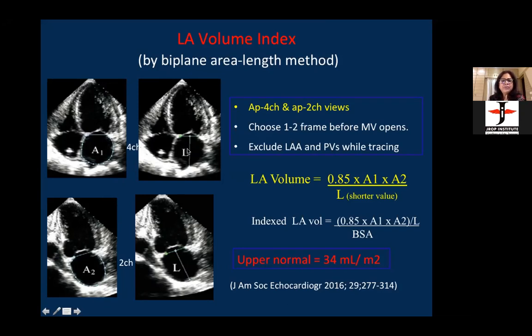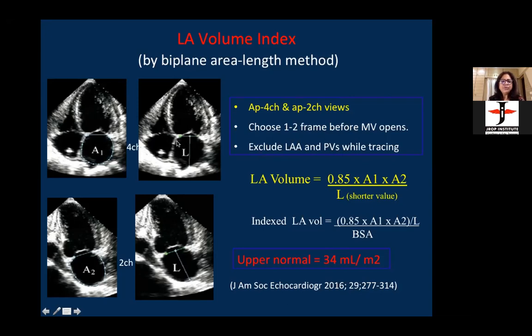Now, we are measuring the LA volume, so the LA should be in its maximum volume. In which phase is the LA at its maximum volume? It is 1 to 2 frames before the mitral valve opens, when the LA is full with blood. We choose that frame with the help of ECG. Or you look at the LA, it is just 1 or 2 frames before the end systole.